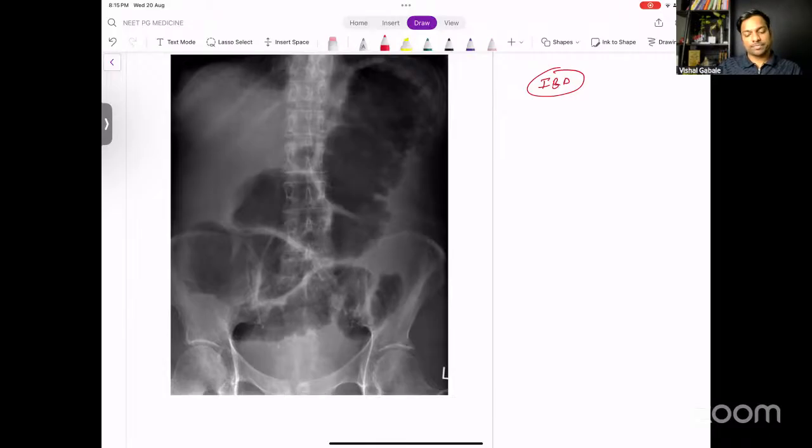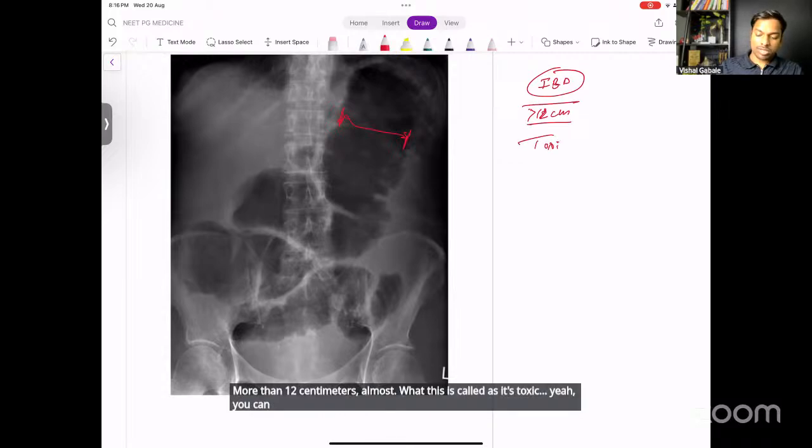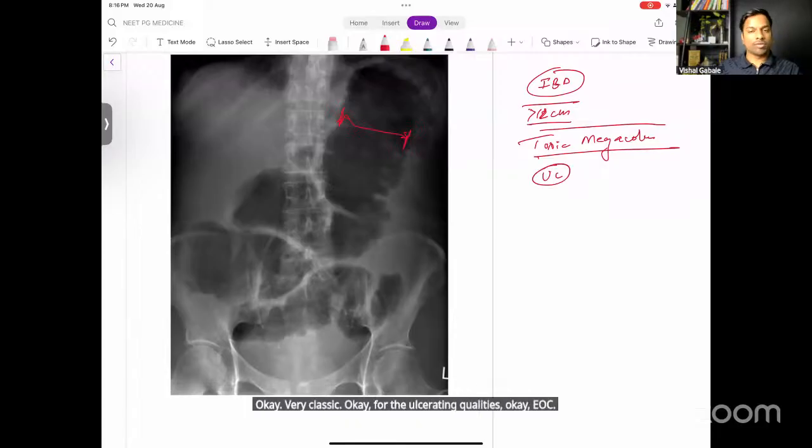What do you think? See, this is colon basically, and the size of the colon is more than 12 centimeters. What is this called? You can say it's a megacolon, or toxic megacolon. Very classic for ulcerative colitis. Very classic.